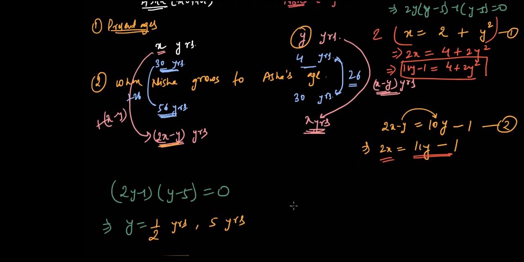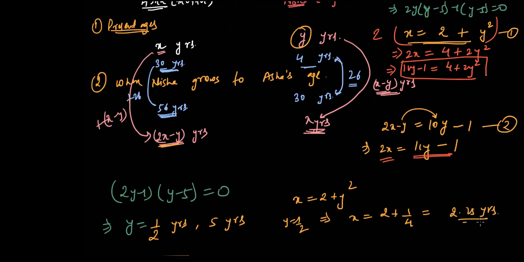So now you know how x and y were related initially. Our first equation was, let me show you the first equation, this one, x is equal to 2 plus y square. So let us start with the value of, say, y is equal to half. This implies x will be equal to 2 plus 1 by 4 is equal to 2.25 years. Is this ever possible that the daughter's age is half a year and the mother's age is 2.25 years? Not possible, right?